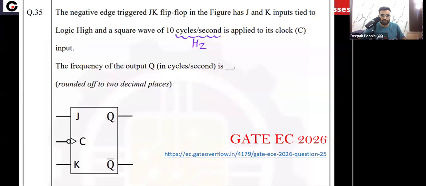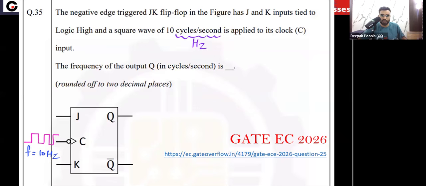Okay, so this is a continuous oscillating signal, a clock signal, that is basically a square wave. Basically the question is saying that some clock signal we have applied, very simple. And for this clock signal, the frequency is given to you. The frequency is 10 hertz, meaning 10 cycles per second.